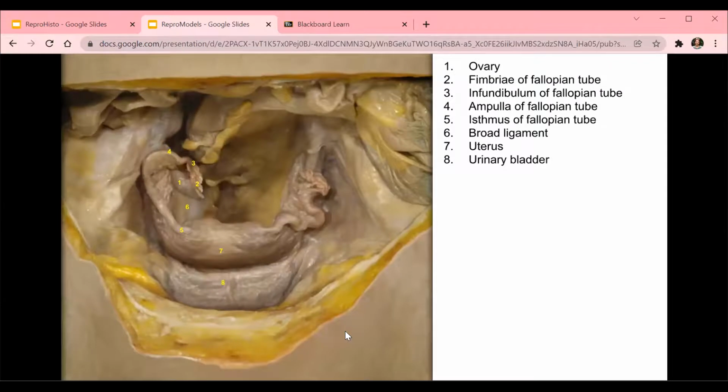And this picture shows you the female reproductive system from top. You can see the ovary, you have the oviduct, and this is the uterus. And here is the urinary bladder. The oviduct has different parts. Here are the fimbria, infundibulum. After that, you have ampulla, and the last part is called isthmus. Number 6 is the broad ligament.